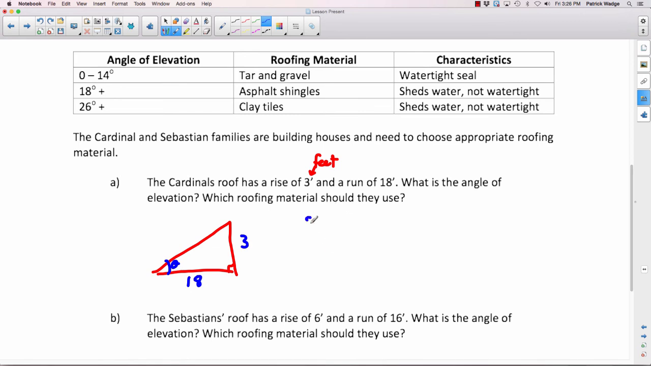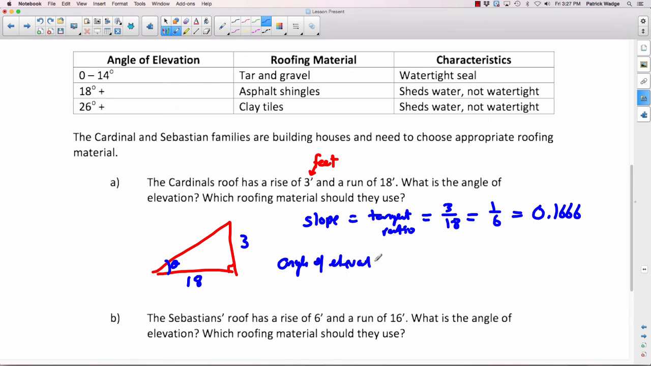The first thing we have to do is find the slope, which is going to be equal to the tangent ratio. Well, slope is rise over run. 3 over 18, you could put that in lowest terms, divide them both by 3, you get 1 over 6, and 1 over 6 as a decimal is 0.1666, just keeps going on and on with the 6's. Okay, so now we can get the angle of elevation. How do we do that? You take that slope, or the tangent ratio, and you do inverse tan of it. So you're going to do inverse tan of 0.1666. Put a bunch of 6's in there.